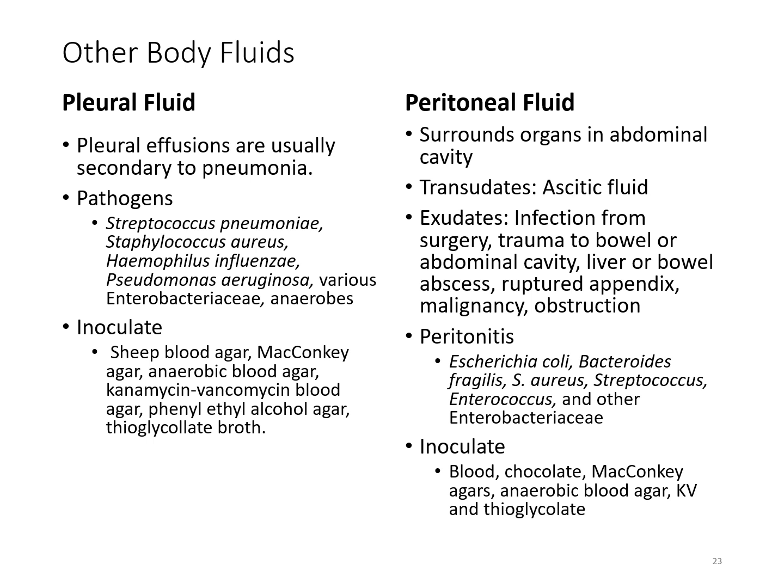Peritoneal fluid, this is the fluid that is surrounding the abdominal cavity. You can have your transudates as well as your exudates. The infection within the peritoneal fluid, or in the peritoneal cavity, is peritonitis. And here we have the organisms listed that are pathogens, as well as what you would inoculate your specimen on.